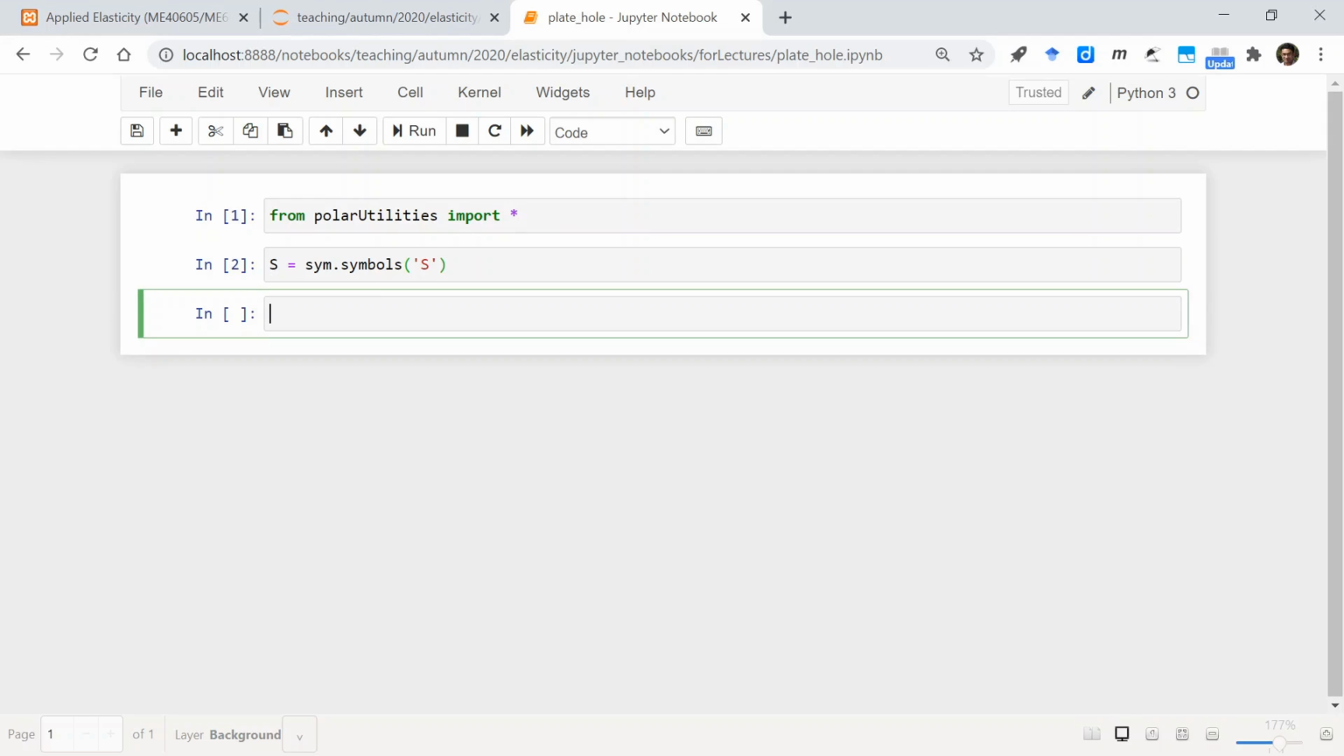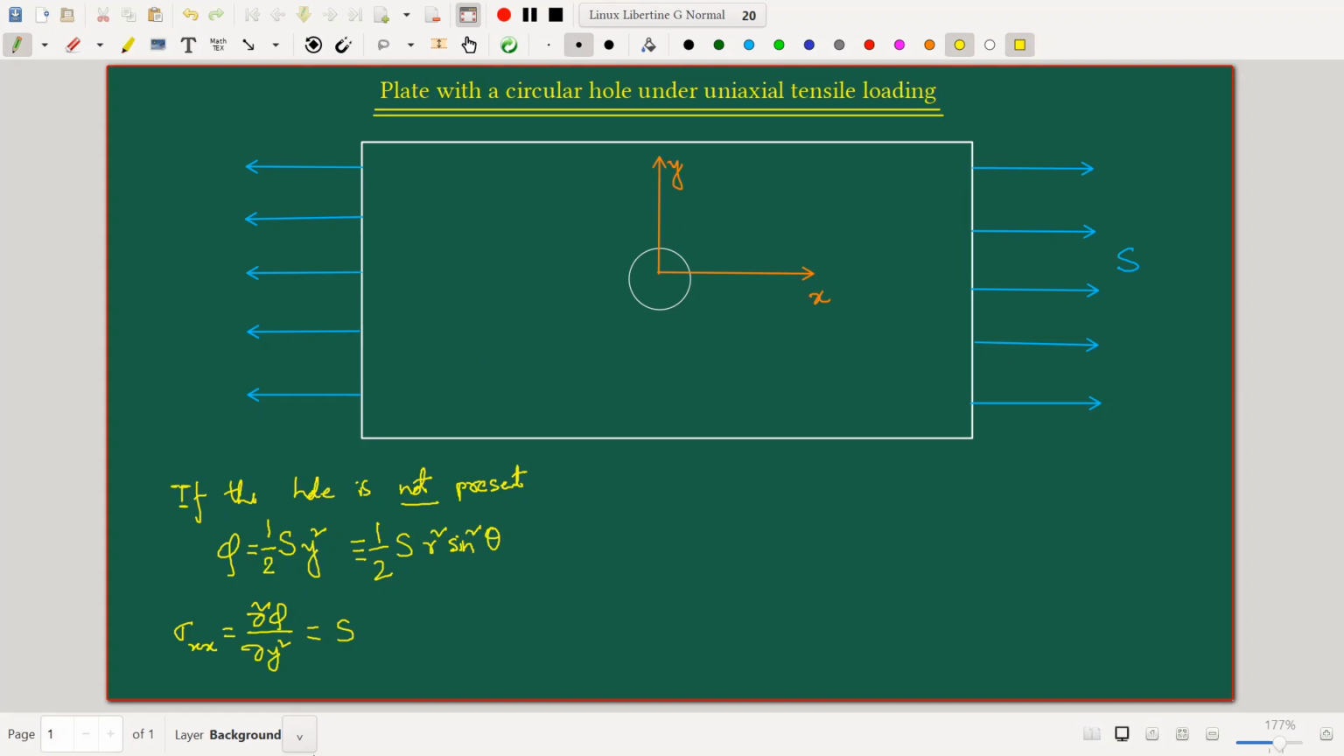With that out of our way, we can actually define our Airy stress function in this fashion. Now please note, let's take a quick look back. So you note that phi is equal to half of S y squared. Now, we might be initially tempted to write this as 0.5 or 1 by 2 S y squared. But remember that we really want to do this in as symbolic a fashion as possible, and there is a way to write this in a proper rational fraction kind of fashion.